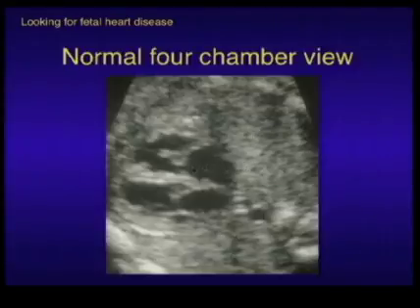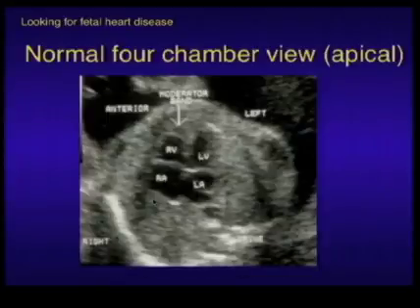The value of this particular image, a couple of values. 1, you can see the whole length of the interventricular septum. It looks great. 2, you can see the insertion of the tricuspid valve and of the mitral valve. The tricuspid valve is a little closer to the apex of the heart than is the insertion of the mitral valve. Chambers on the right side are about equal in size to the chambers on the left side. Nice looking 4-chamber view.